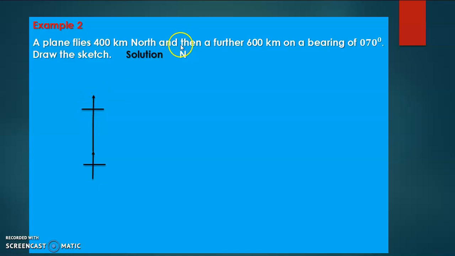Then from our question, they said, then a further 600 km on a bearing of 070 degrees from this point. The plane now moves again on a bearing of 070 degrees to another point. So let's draw the bearing. So this is the angle for that, which is it moves to another point on a bearing of 070 degrees, to this point. Now this is our point A, which is the starting point.